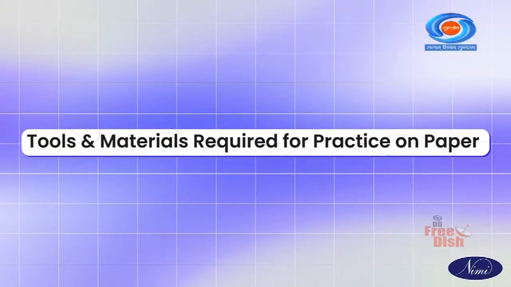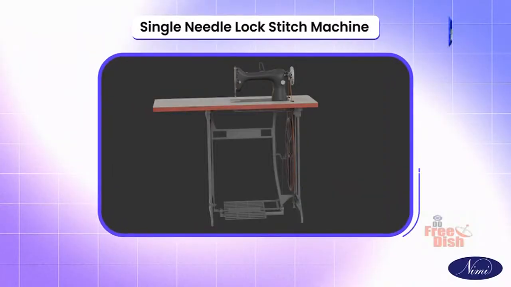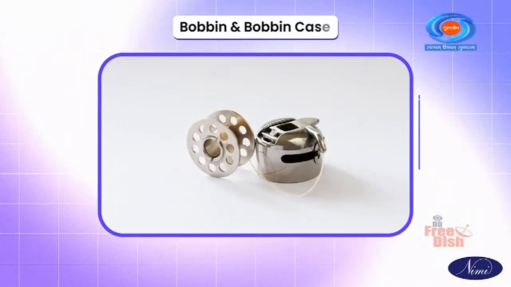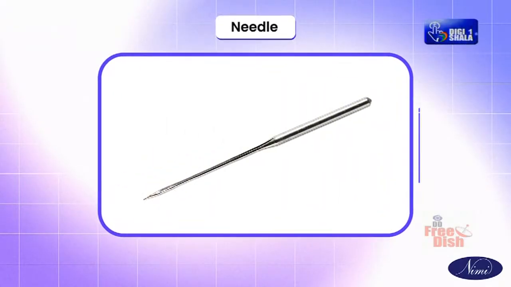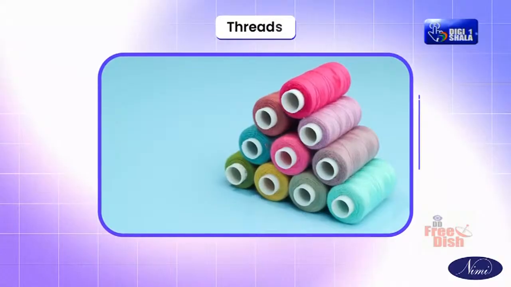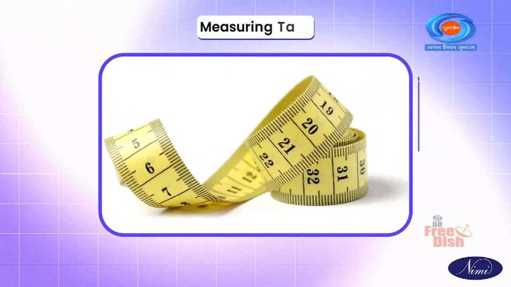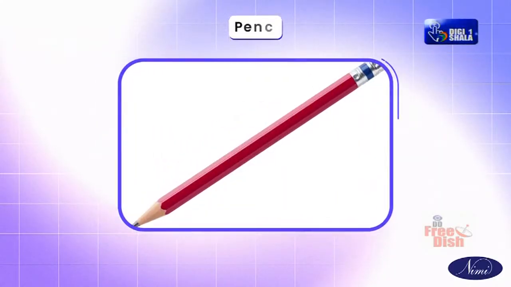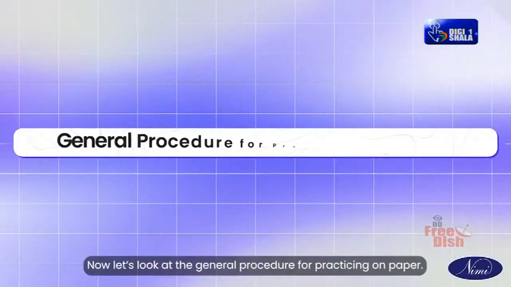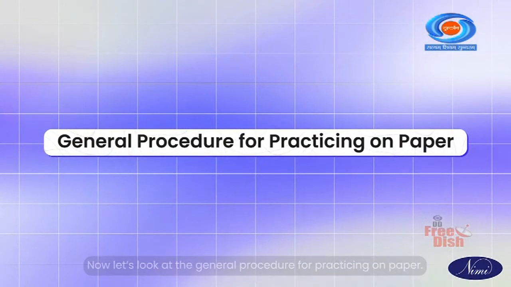The tools and materials required for practice on paper are single needle lock stitch machine, bobbin, bobbin case, needle, thread, A4 sheet, measuring tape, scale, pencil. Now let's look at the general procedure for practicing on paper.